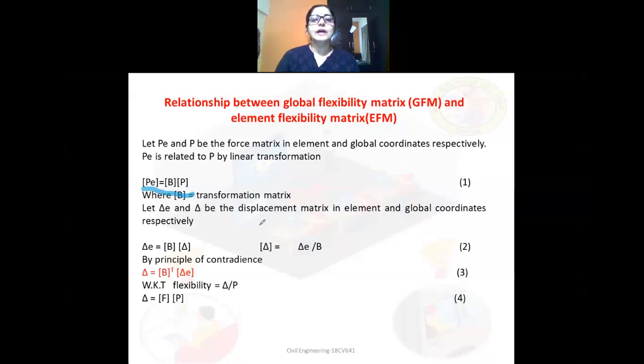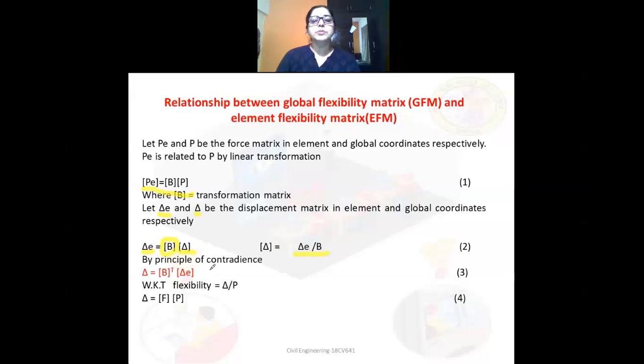Let delta E and delta be the displacement matrix in the element and global coordinate respectively. So delta E is the displacement matrix in the element coordinate, whereas delta is the displacement matrix in the global coordinate. So how do I relate? Similar to how the element force matrix is related to the global force matrix, element displacement is related to global displacement with the help of this B, the transformation matrix. So therefore, I can write delta is equal to delta E by B. Let that be equation number 2.